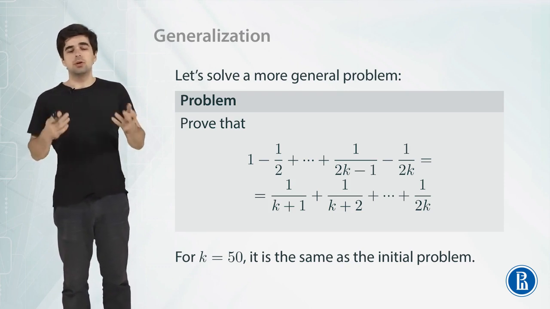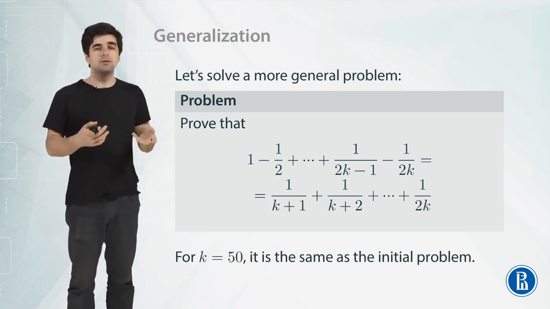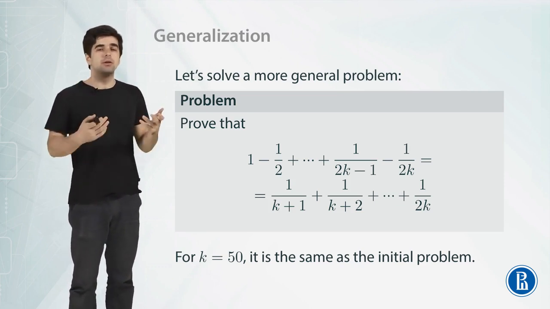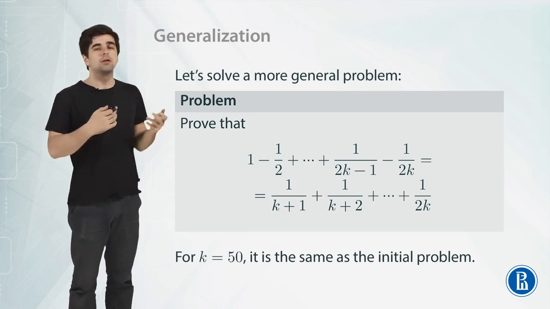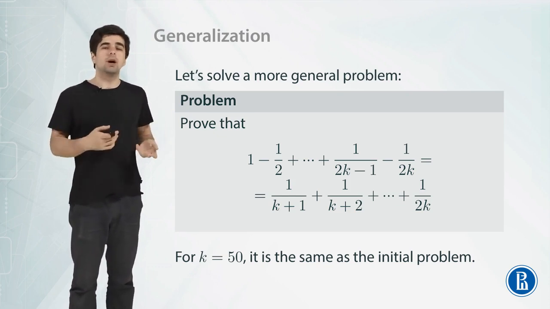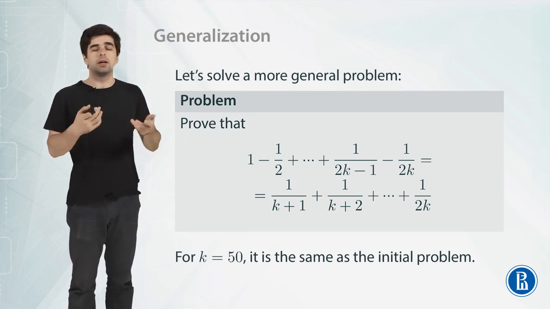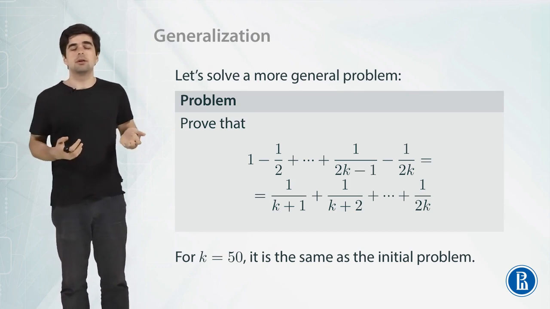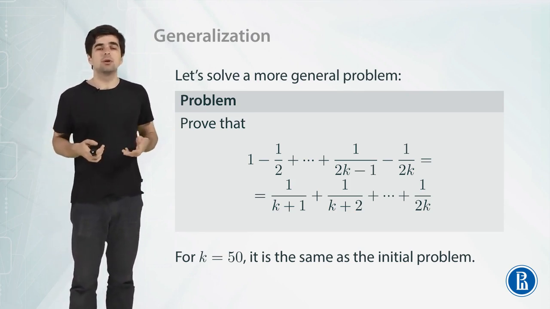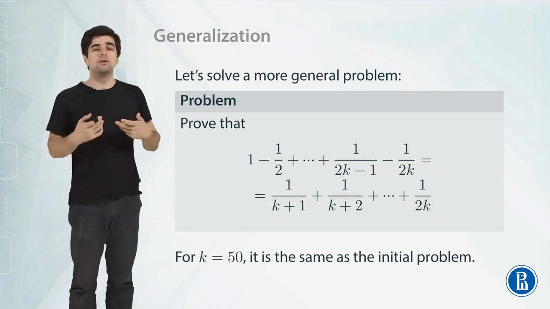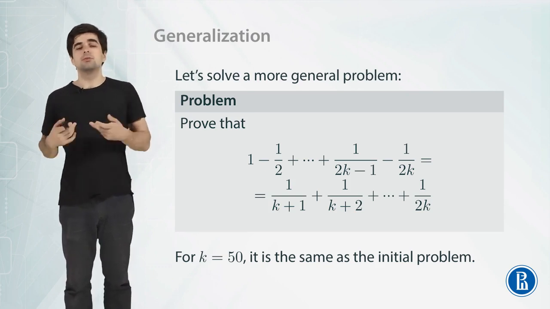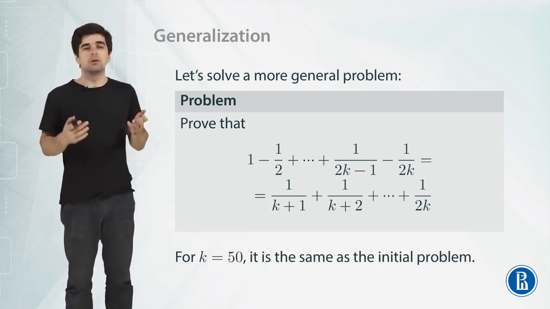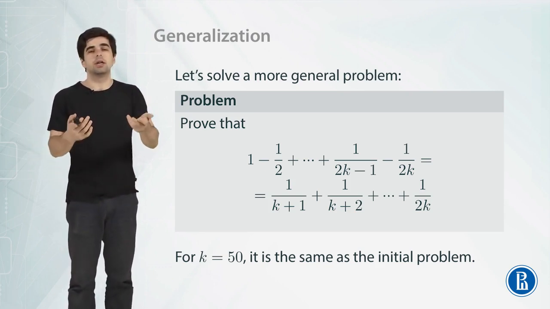And you should notice that for k equal to 50, this is exactly the same as the initial problem, because the alternating sum on the left goes from 1 minus 1 over 2 up to 1 over 2k minus 1, which is 99, minus 1 over 100. So this is the same alternating sum. And on the right, the sum starts with 1 over k plus 1, which is 1 over 51. And the last summand is 1 over 2k, which is 1 over 100, which is the same as in the initial problem. So this is indeed a more general problem.